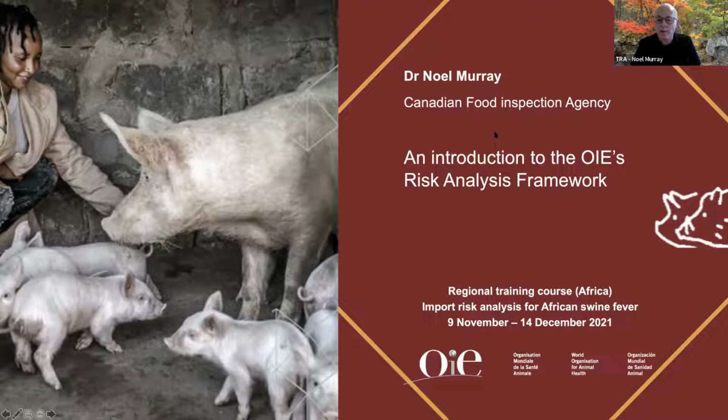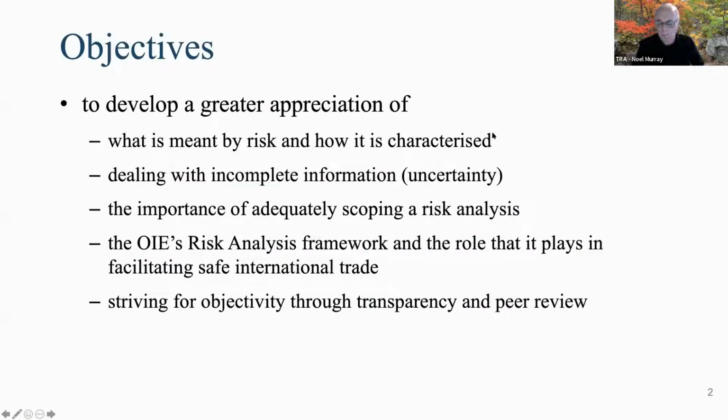Okay, so we'll just look here. The objectives of this session. I'd like to develop a greater appreciation of what's meant by risk and how we characterize risk. Importantly, dealing with incomplete information, the inevitable uncertainties that we face, the importance of adequately scoping a risk analysis, and that'll lead us into looking at the OIE's risk analysis framework and the role that it plays in facilitating safe international trade. And then finally, some comments on how we might achieve objectivity through transparency and peer review.